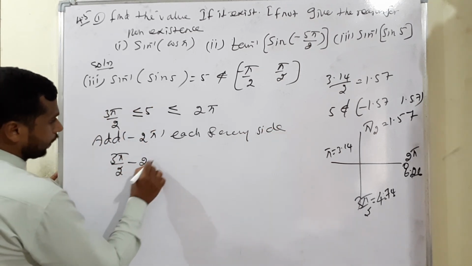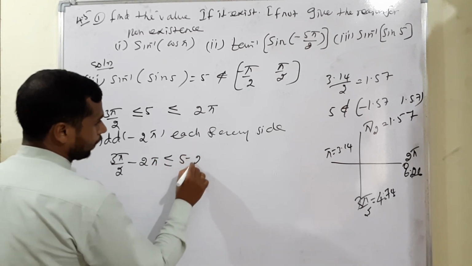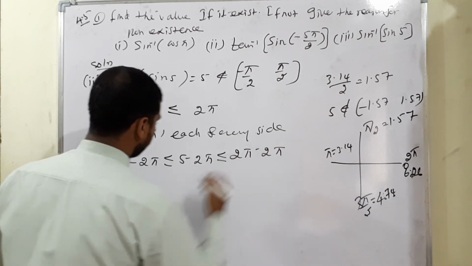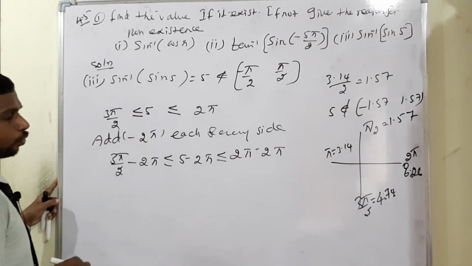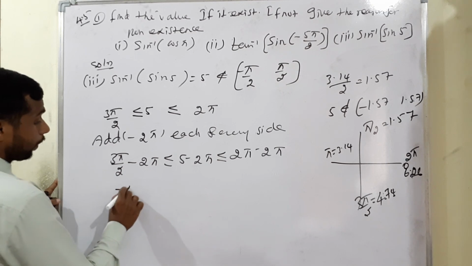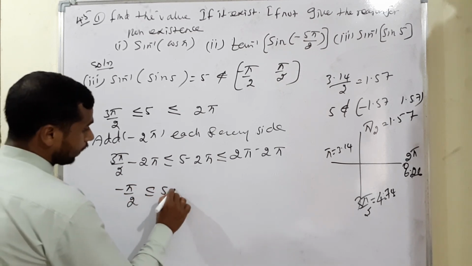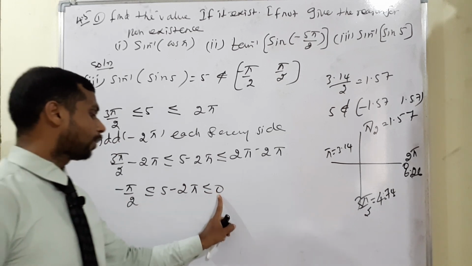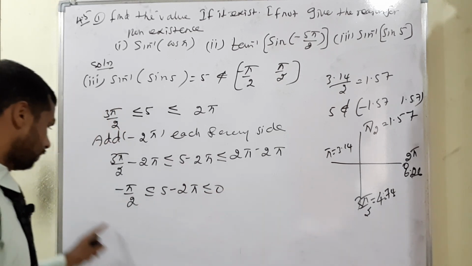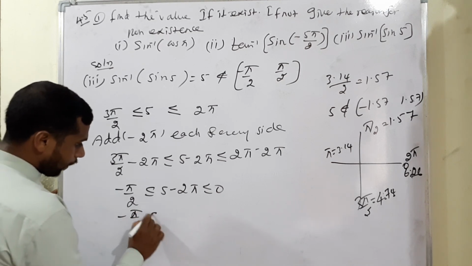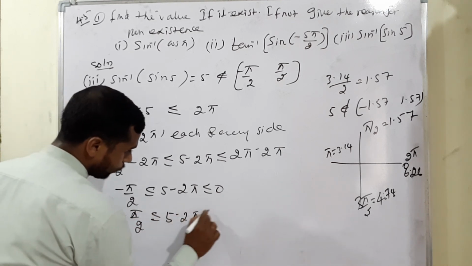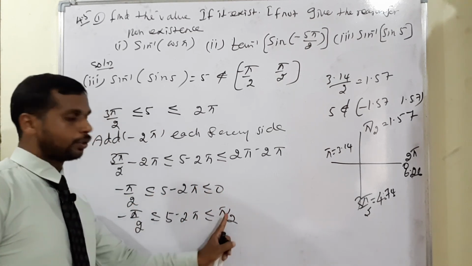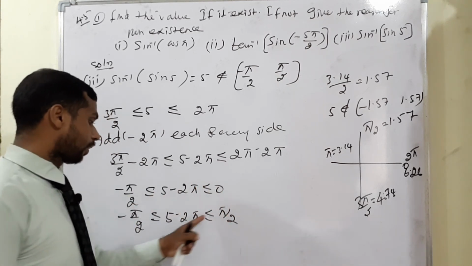3 pi by 2 minus 2 pi less than or equal to pi minus 2 pi less than or equal to 2 pi minus 2 pi. Again, taking the common denominator, 2 into 2 pi means 4 pi. 3 pi minus 4 pi gives minus pi by 2 less than or equal to pi minus 2 pi less than or equal to 0. So we can write positive pi by 2 instead of 0, because negative pi by 2 less than or equal to pi minus 2 pi less than or equal to positive pi by 2, since the 0 value is also in between negative pi by 2 and positive pi by 2. So it does not affect the other values.